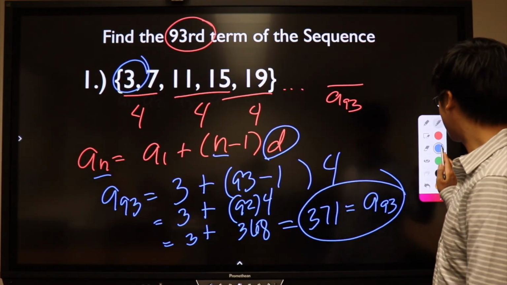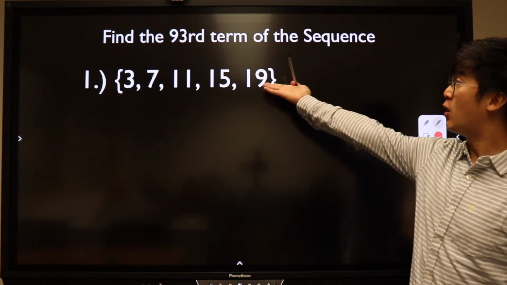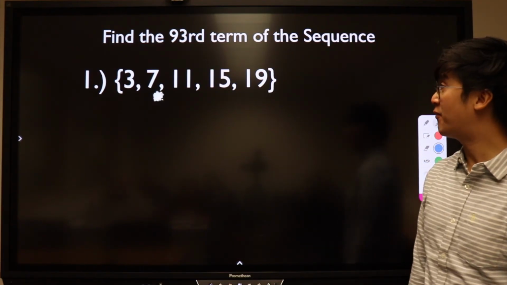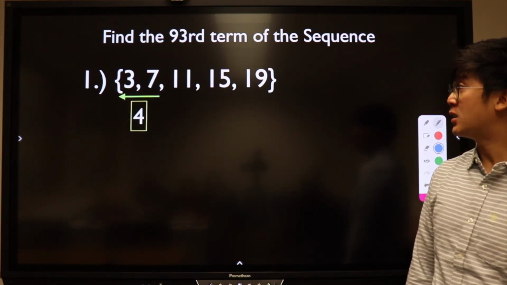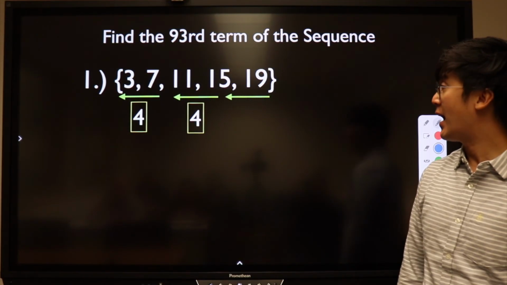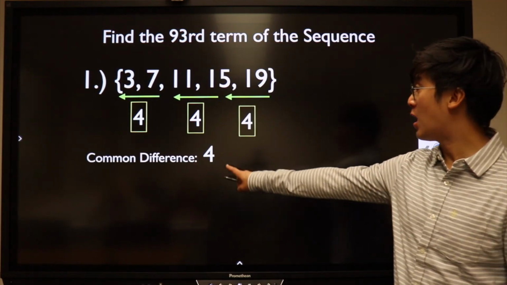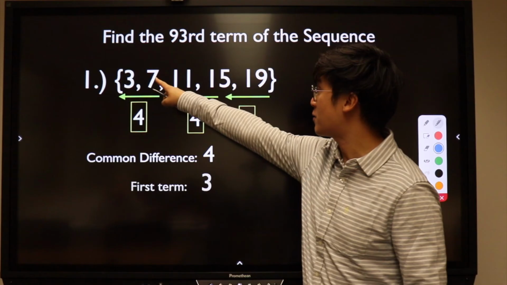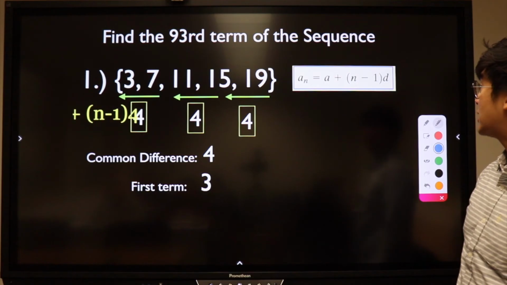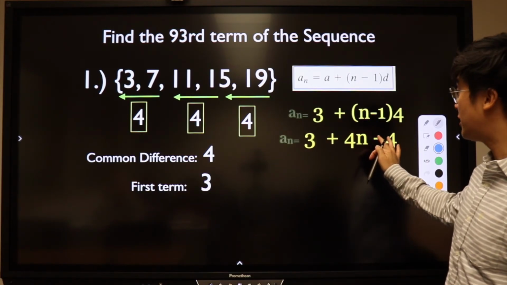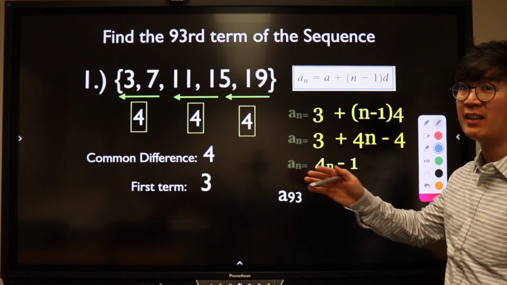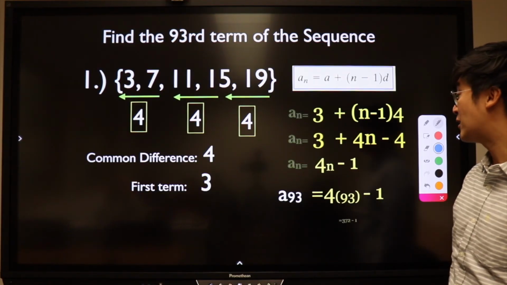A lot of mathematics, but you know that if you're given the sequence, you just need to find the common difference and the first term. In this case, the common difference is 4, because if you subtract 3 and 7, 11 and 15, and 15 and 19, they're all the same, and that is your common difference. And now that you have the common difference, you just need to know your first term, which is 3, and now you're ready to use the formula, which is a sub 1 plus n minus 1 times d. You could solve for the formula first, and then plug in the value of 93 in your a sub n, or you can use it straight away. And your answer will still be the same.